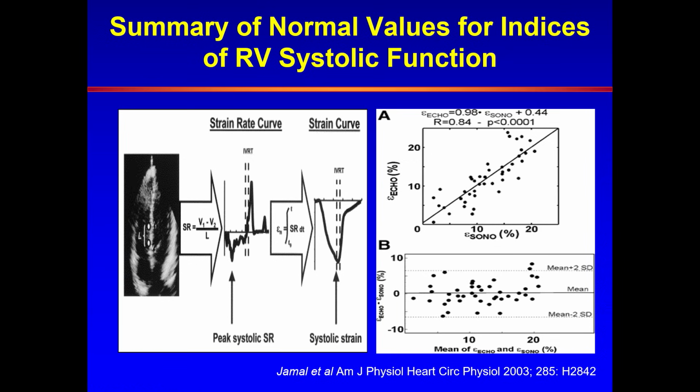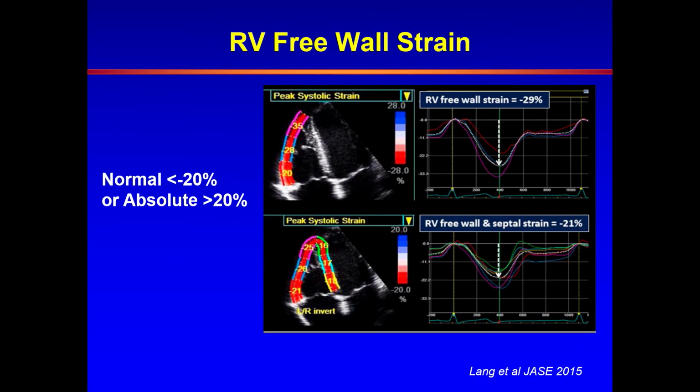Strain can also be used to look at RV-PA uncoupling. The idea is that for any given PA pressure, a patient who ends up with a lower strain value, absolute value, for a given PA pressure has a worse RV function.